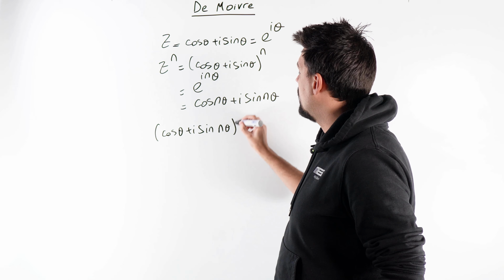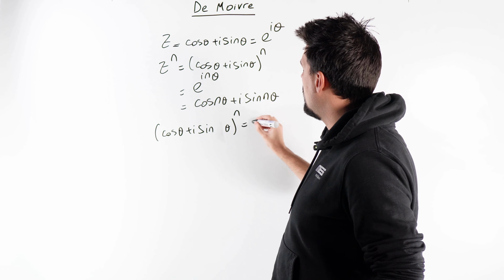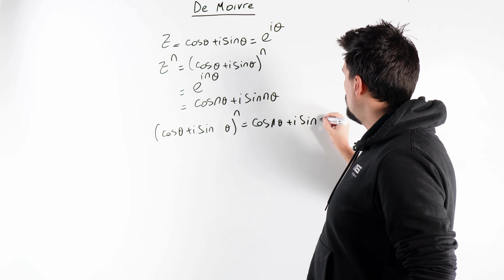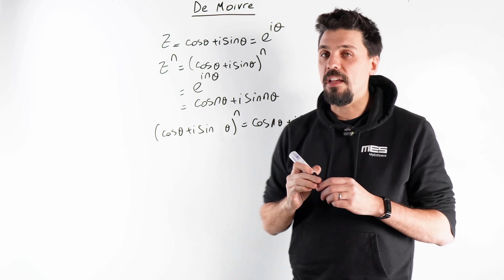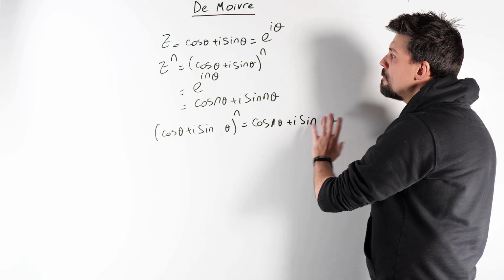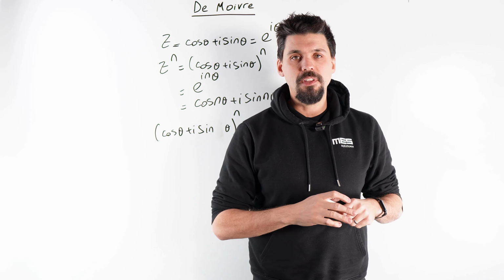So really what it boils down to is that (cos θ + i sin θ)^n is equal to cos nθ + i sin nθ. And that is the crux of the issue, this chappy here. I might jump around from notation to notation, but let's keep going on this little tour.